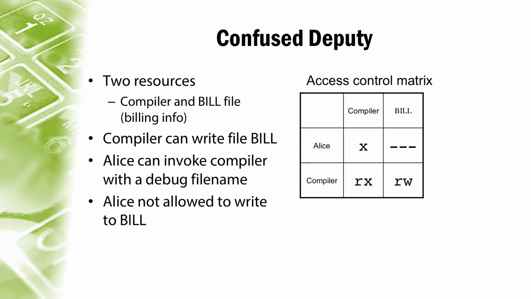The compiler is acting as a subject rather than an object because it's able to execute and activate access to the resource file bill. So you can see that according to the displayed privileges, Alice is able to invoke the compiler, and the compiler on the other end is able to both read and write to the file bill.